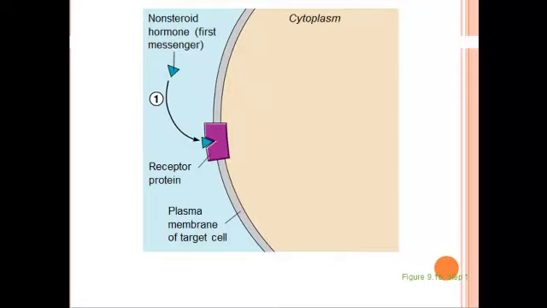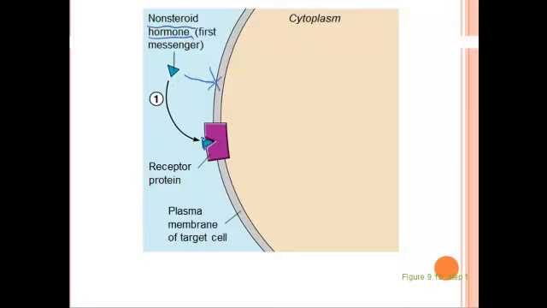Now the second messenger system is just a little bit different. So in this case we have our non-steroid hormones. These would be our amino acid based hormones in general, and they are considered what's called the first messenger. So they're flowing around in the fluids. They come to a cell that they can't get through the plasma membrane, but there are receptor proteins on the outside of the membrane that they can bind to.